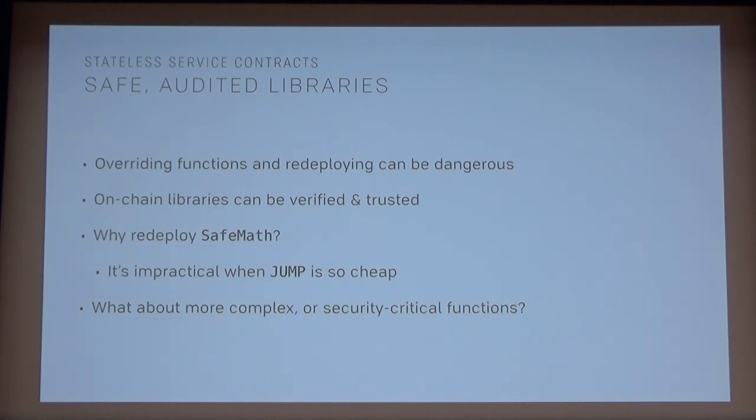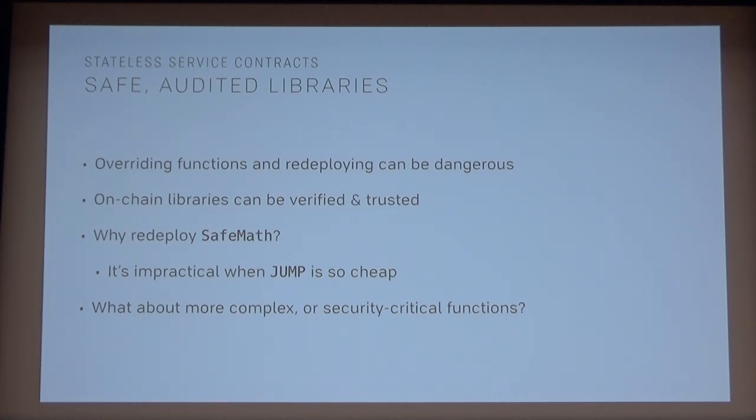If we deploy these on-chain, especially for high-value components, where we're doing things with finance and hundreds of millions of dollars, then we can get these, as a community, verified and checked. And then they live on-chain and don't get changed. So we know that this is the exact code that we expect. Why not? Actually, I should say, why not redeploy SafeMath? SafeMath is used so much, it's impractical because a jump is so cheap and a call out is more expensive.